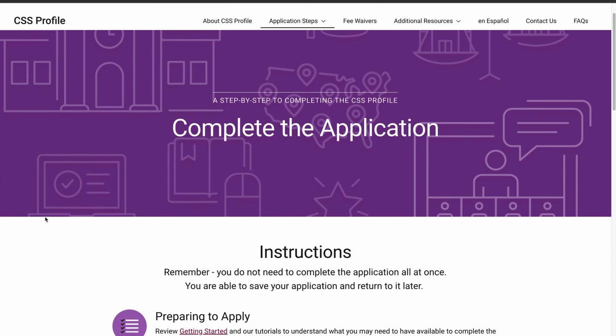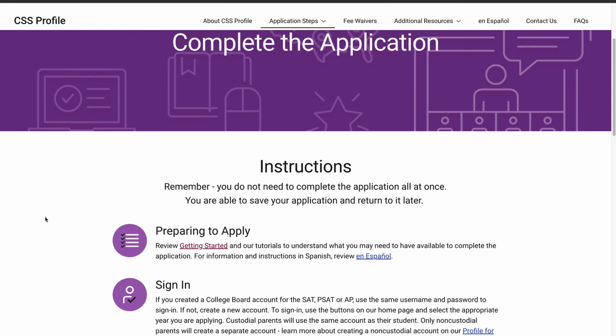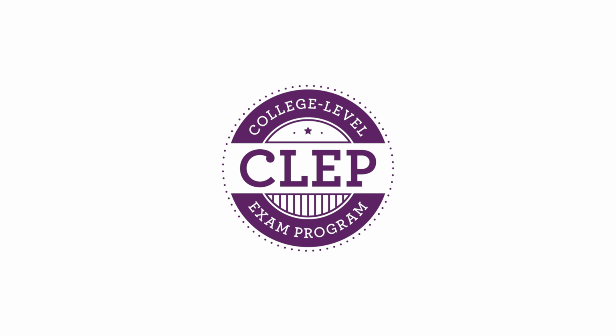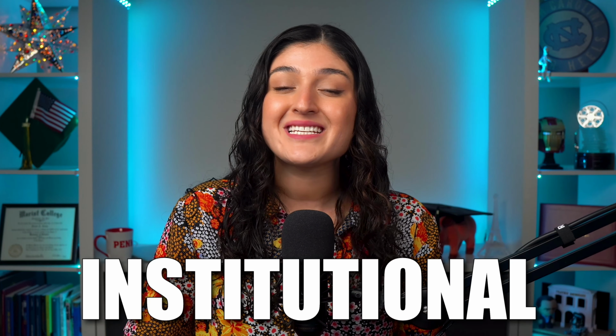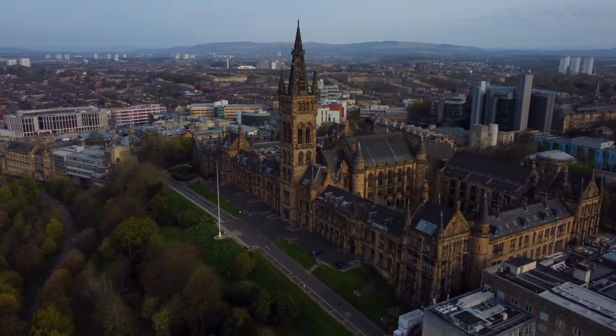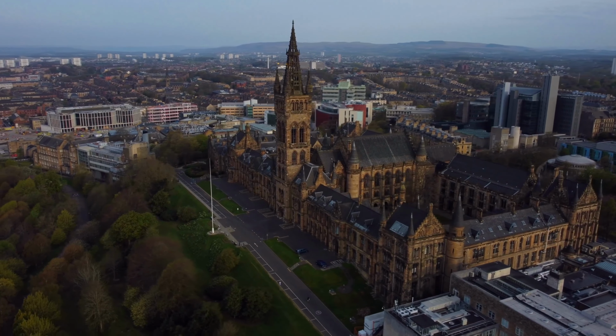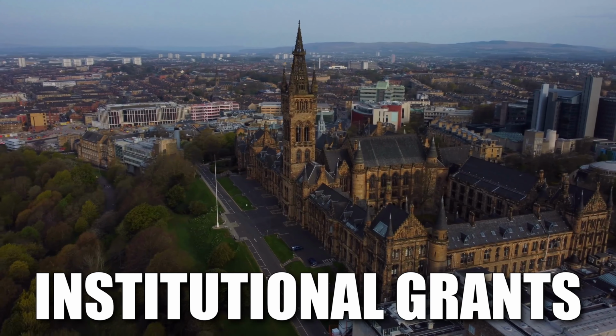The CSS Profile, on the other hand, is an application distributed by the College Board. By the way, that's the same institution that is in charge of administering the AP, CLEP, and SAT exams. This form allows university students to request institutional financial aid from universities. Unlike the FAFSA, which is required by all colleges, the CSS Profile is used primarily by private schools to award scholarships and institutional grants.